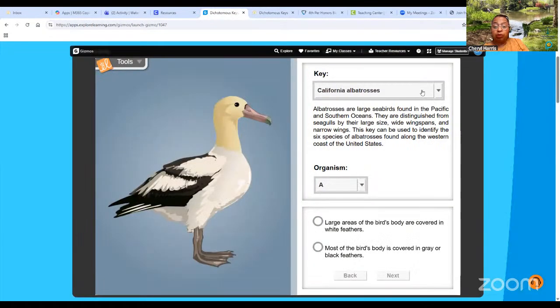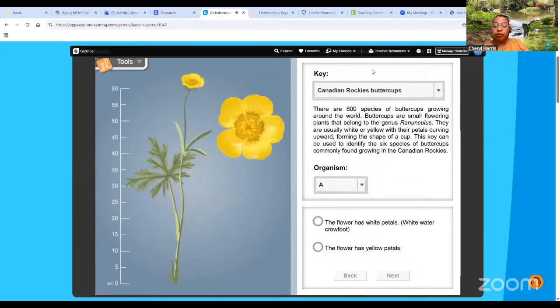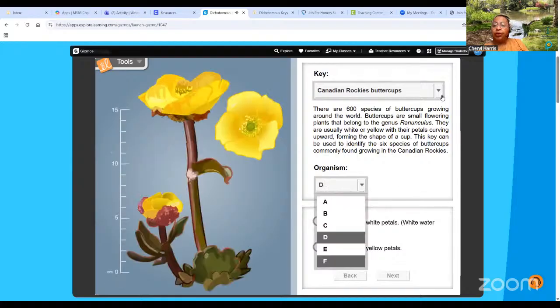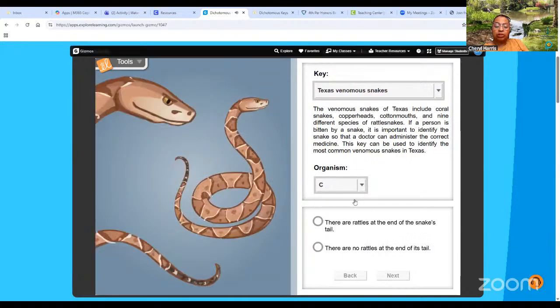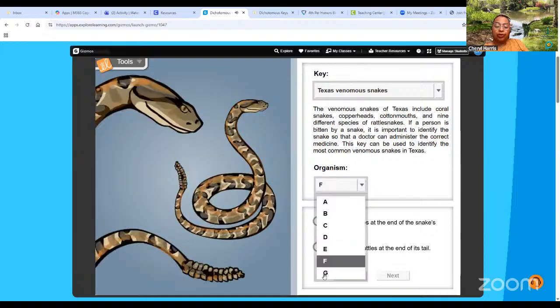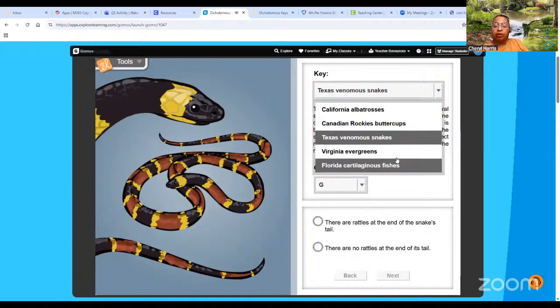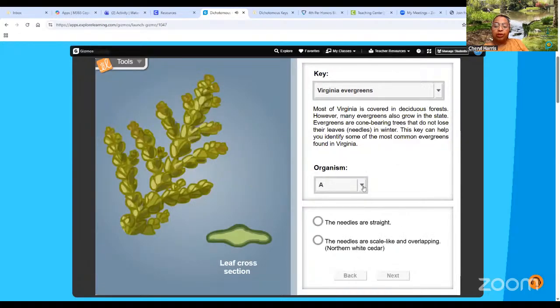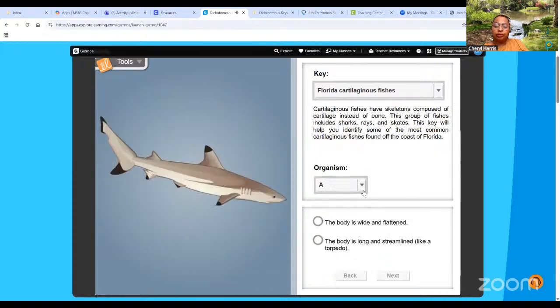And again, while we're on the birds, you just go through the birds this way. When you want to switch to the flowers, you come up there, switch to the flowers, and you go through all the flowers. All the snakes. All right. And then all of the evergreens. And then all of the fish.